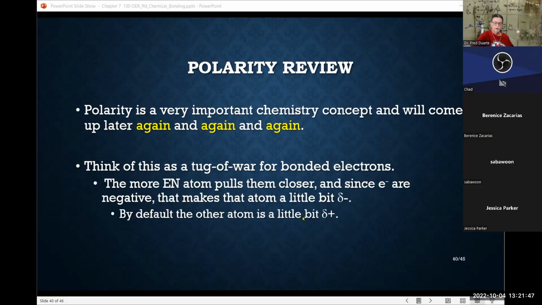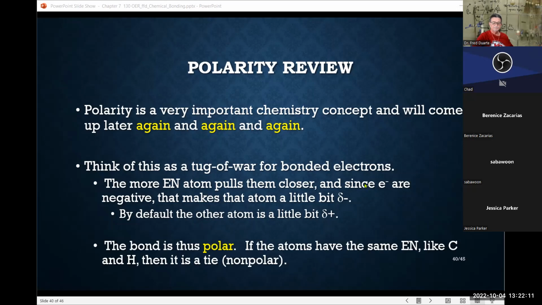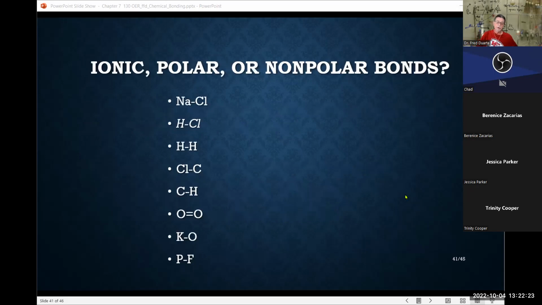So, think of it as, like stated here, a tug of war for bonded electrons. You're either going to have an equal tug of war, or an unequal tug of war. When you have an unequal tug of war, you end up with a polar bond, which tells you that one of the atoms is pulling those electrons further onto itself because of the higher electronegativity of that element. But don't forget, carbon-hydrogen, always just think of it as nonpolar. Very nonpolar.